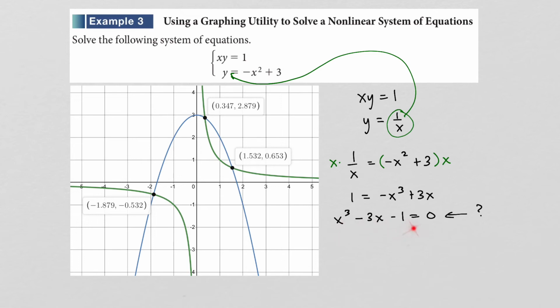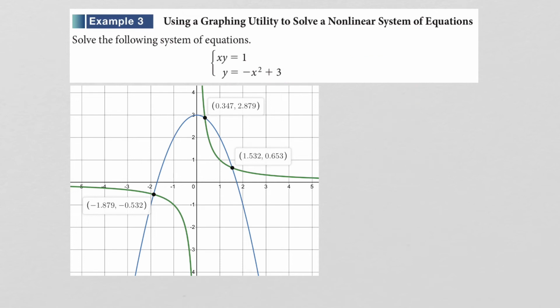So something like synthetic division, for example, fails to yield a solution here for us. So we don't really know how to continue here. So in these instances, what we can do is we can just use a graphing calculator. So that's what we have here.